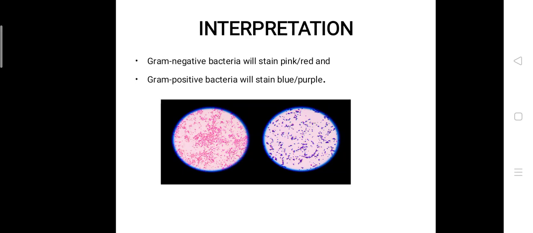This gram stain is a differential stain which distinguishes bacteria into gram positive bacteria and gram negative bacteria. One example of gram positive bacteria is Staphylococcus aureus, and one example of gram negative bacteria is Escherichia coli. So this is all about gram staining.